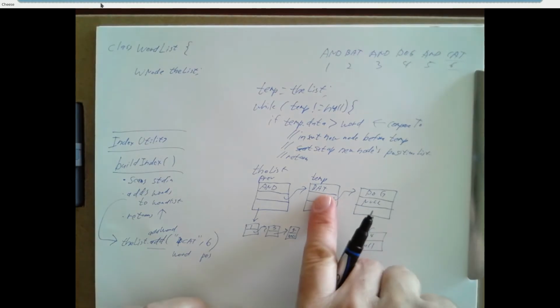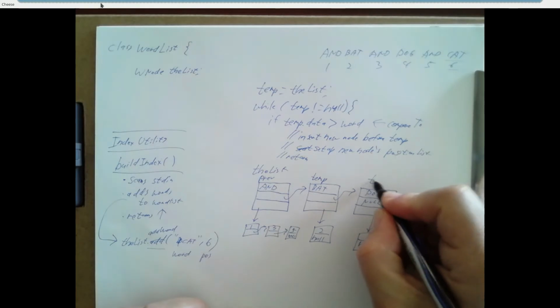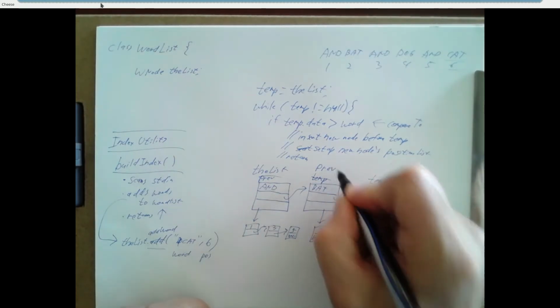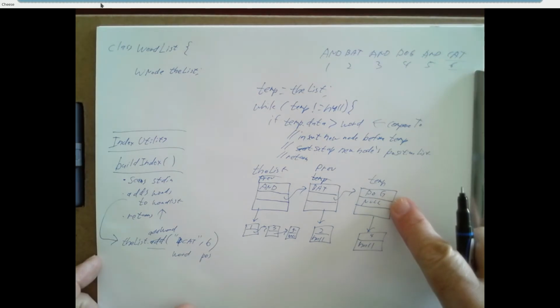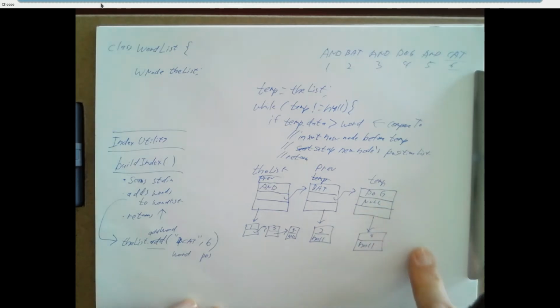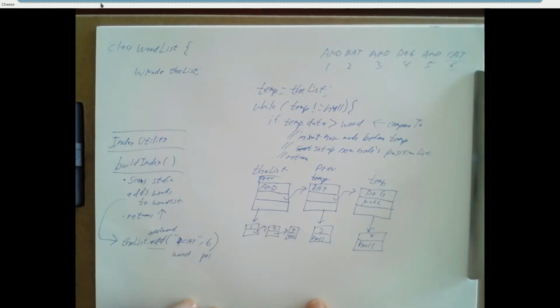And we check temp, and bat comes before cat. So we set temp to temp next, and we set previous to previous next. And now we compare temp's data with cat, and it comes after, so we want to insert between previous and temp, right? And you've done this before, so your new node's next equals previous next, and then previous next equals your new node, and that sticks it in between.